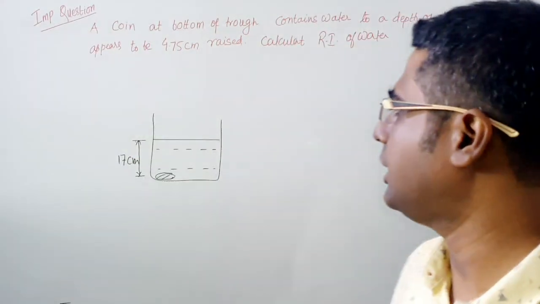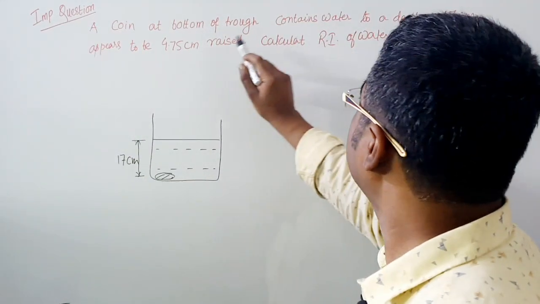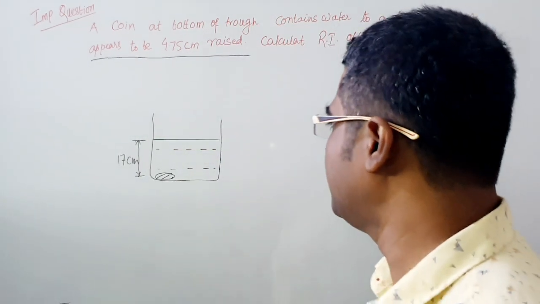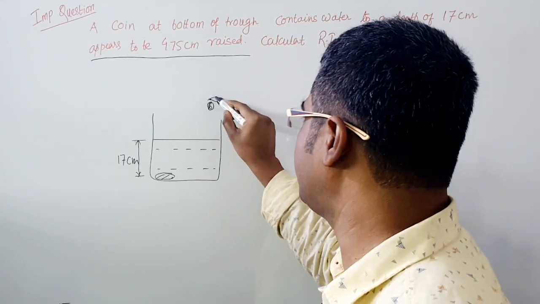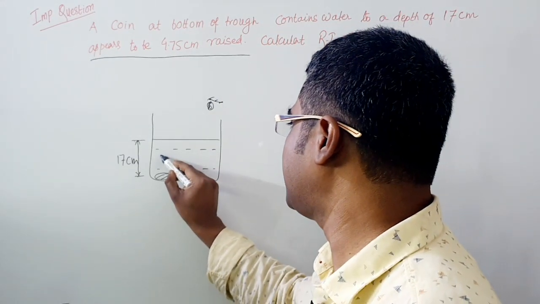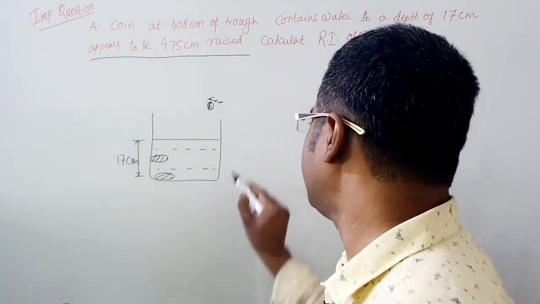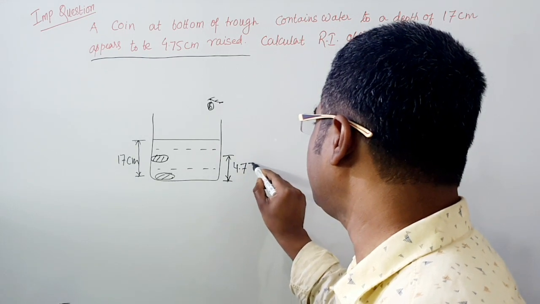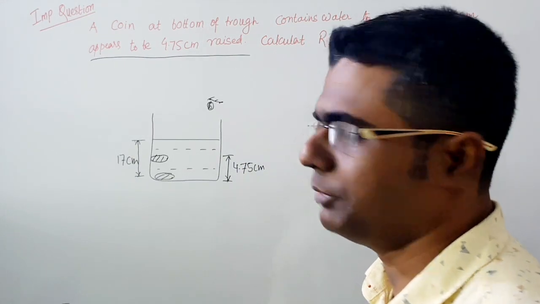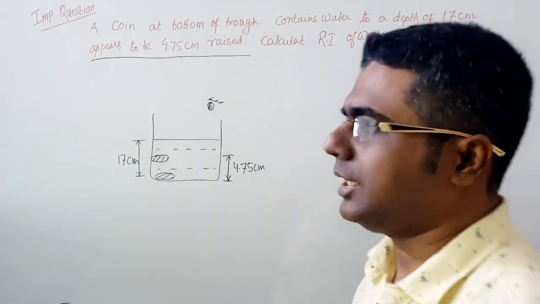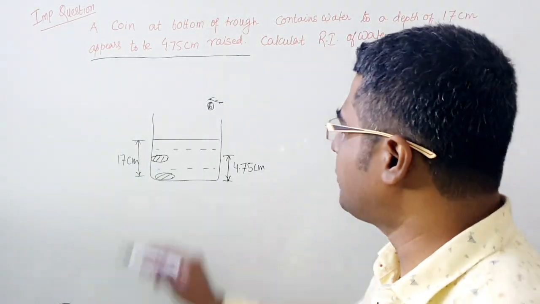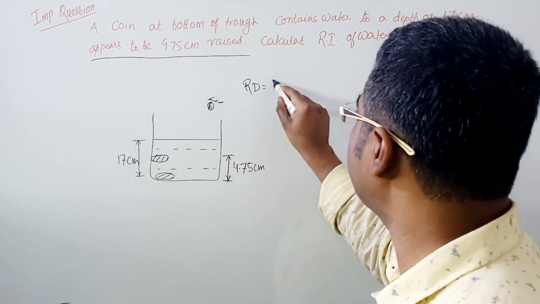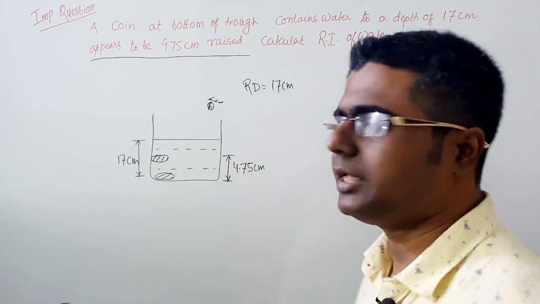Now the next thing is, this coin appears to be 4.75 centimeter raised. So when I look from here, this appears to be at this height, and it is said that it is raised by 4.75 centimeter. This is a classical problem of real depth and apparent depth. So from here we can easily say that real depth is 17 centimeter. What is the apparent depth over here?